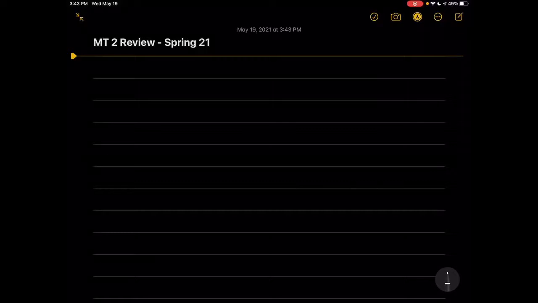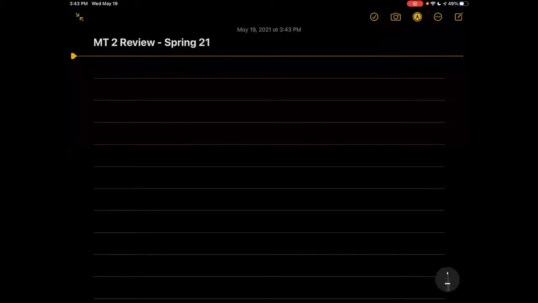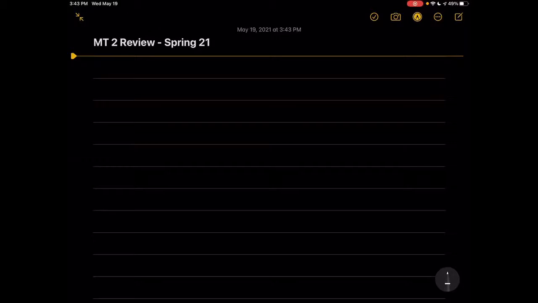The Midterm 2 will be focused mainly on Chapter 3 and 4. So let's go ahead and look at the breakdown of those chapters and see what was important, what we saw, and what kind of skills we learned. So for Chapter 3 was on polynomial and rational functions.